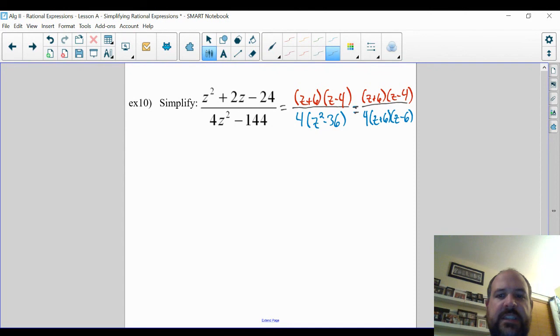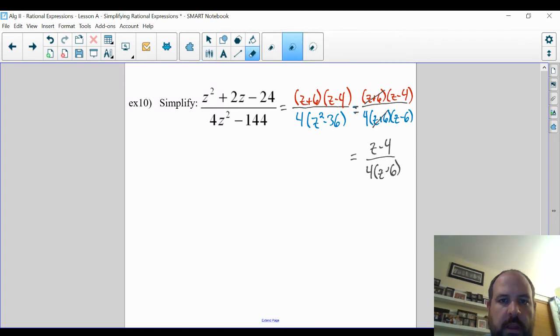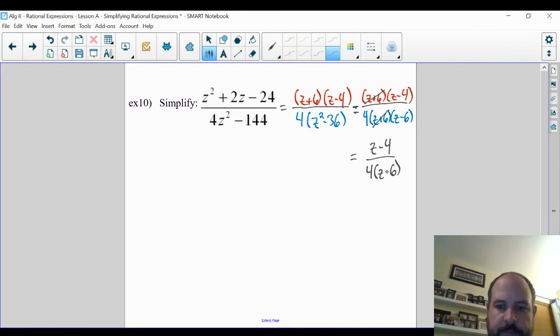And in this case, the z plus 6's are the common factors that cancel out. That's going to leave us with z minus 4 as our numerator over 4 times z minus 6. And that's going to be our final answer there. Can't cancel anything else out.